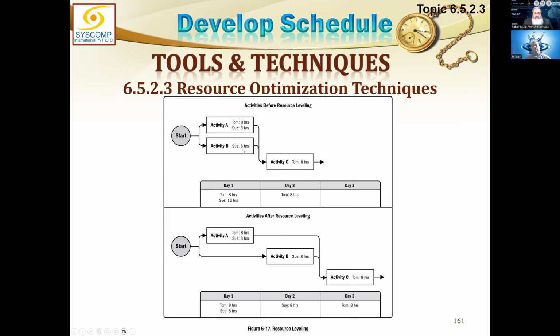Just due to Sue, activity A and B, both are going to stretch for 16 days, which is a highly inefficient way. And we do not realize that. Moreover, Tom is required to be available after 8 hours on activity C. So this activity C will also be delayed. Got it? So what can we do about it?